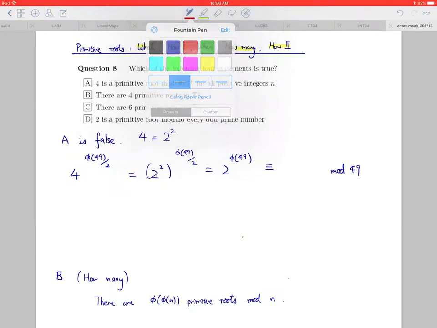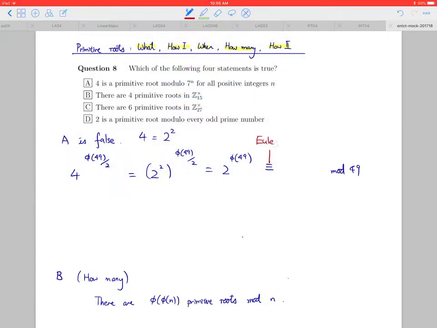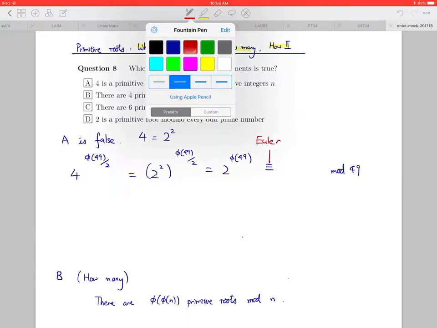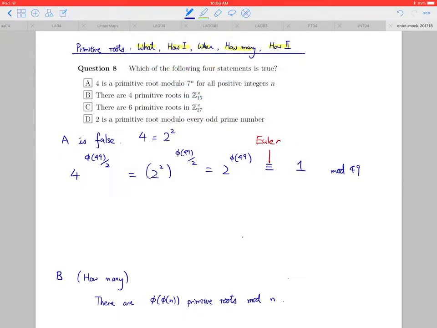We know that by Euler's theorem, 2 to the 549 is congruent to 1. Okay? Therefore, what do we have? We have 4 to the power 549 over 2 congruent to 1 modulo 49. That means that the order of 4 is at most 549 over 2, which is strictly less than 549. So therefore, 4 is not a primitive root mod 49. Okay.